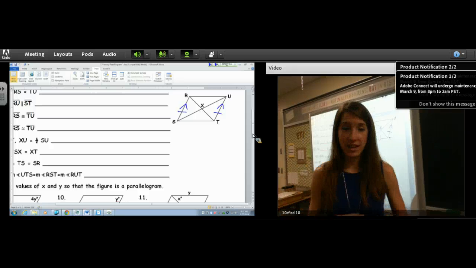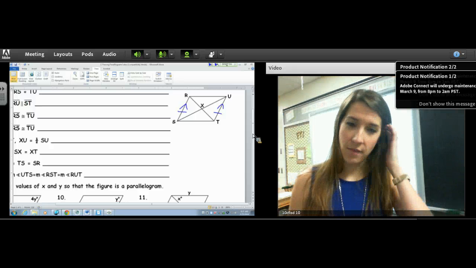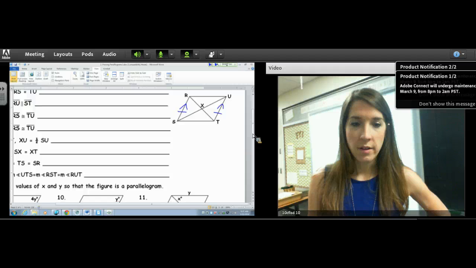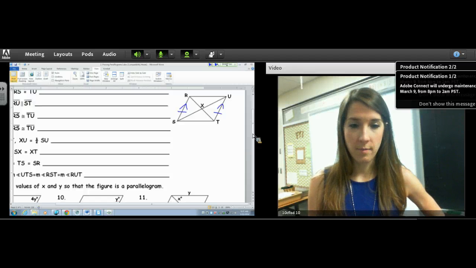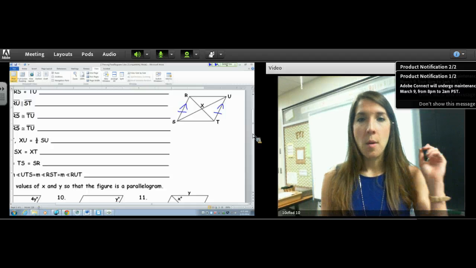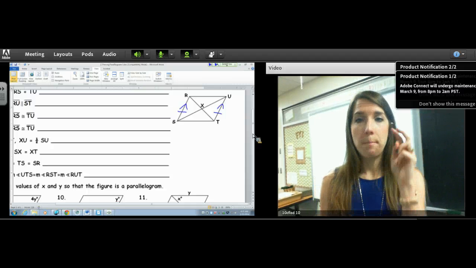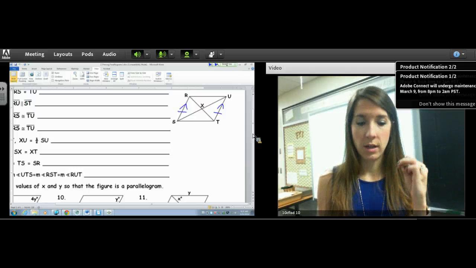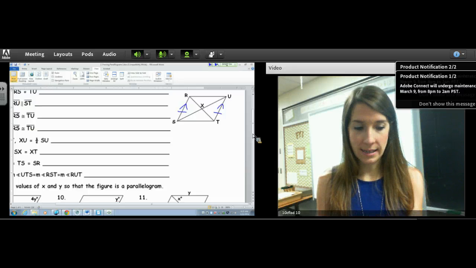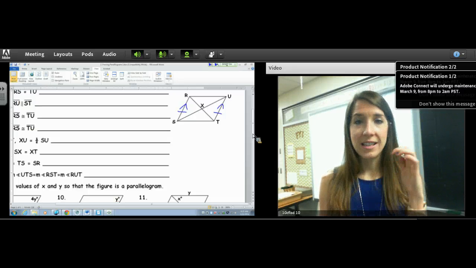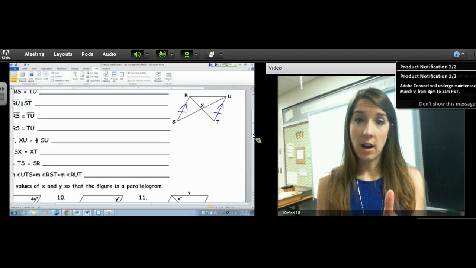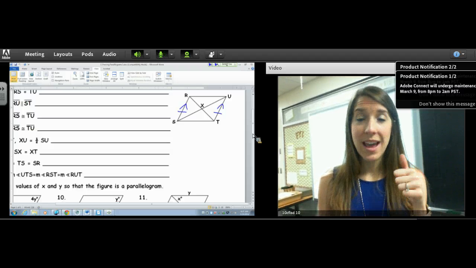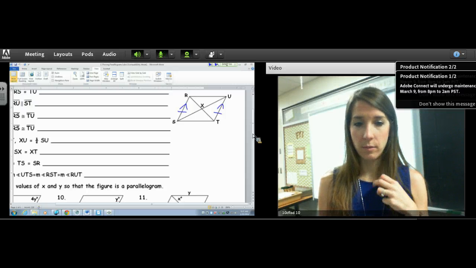Now we had a checklist, and I gave it to you yesterday, of things that you can check for to see if a quadrilateral is a parallelogram. So on the checklist was both pairs of opposite sides congruent, both pairs of opposite sides parallel, both pairs of opposite angles congruent, diagonals bisect each other, both of them, and the last one on the list was one pair of opposite sides is congruent and parallel. That was the last thing on the little checklist that we went through.